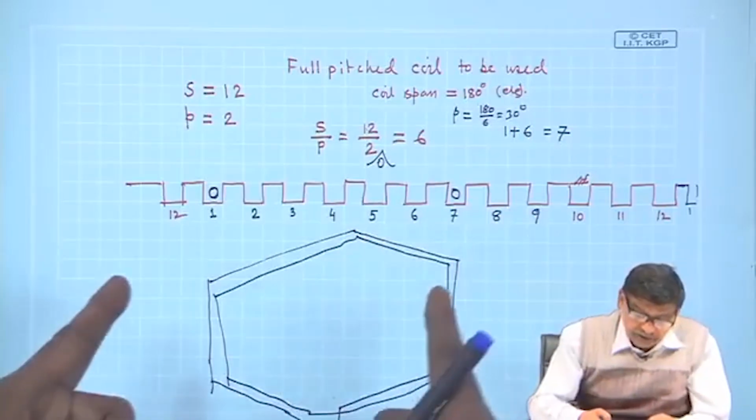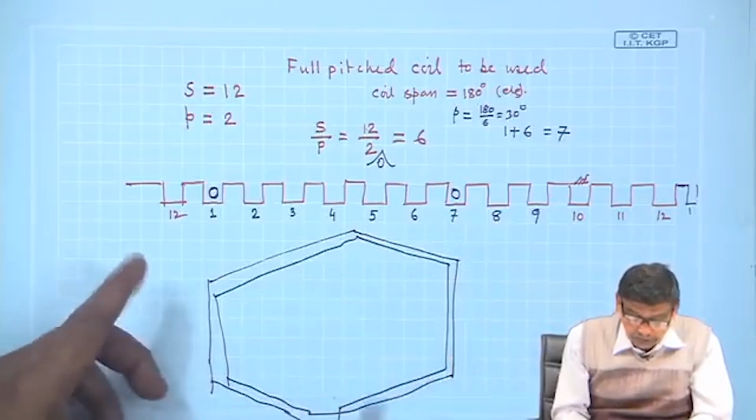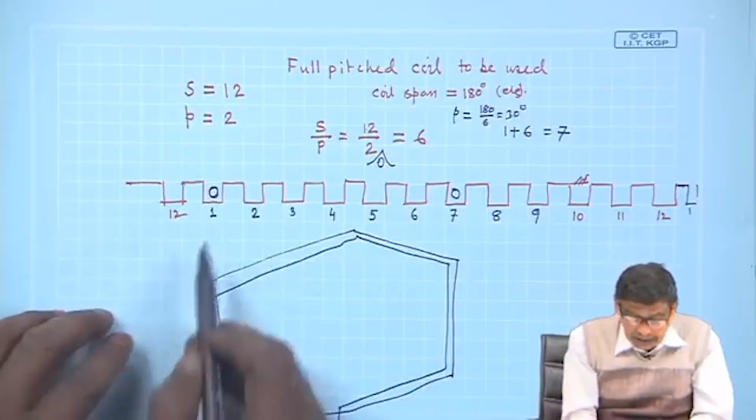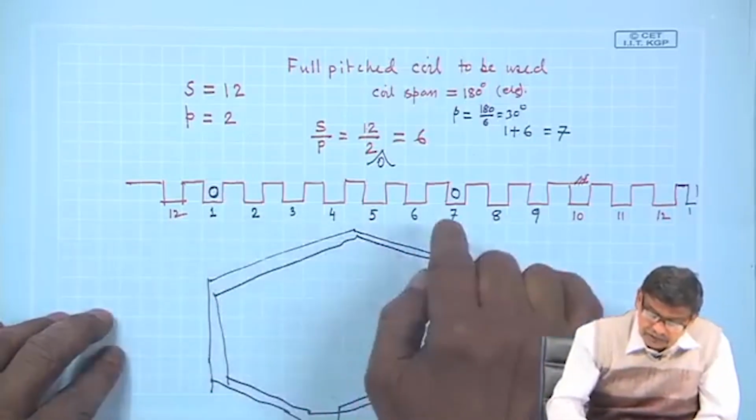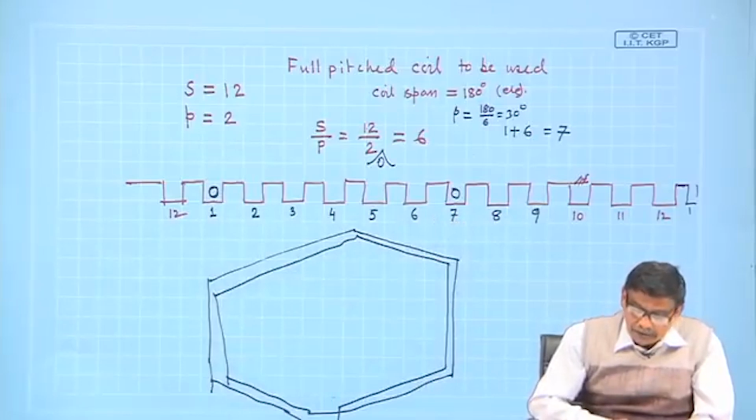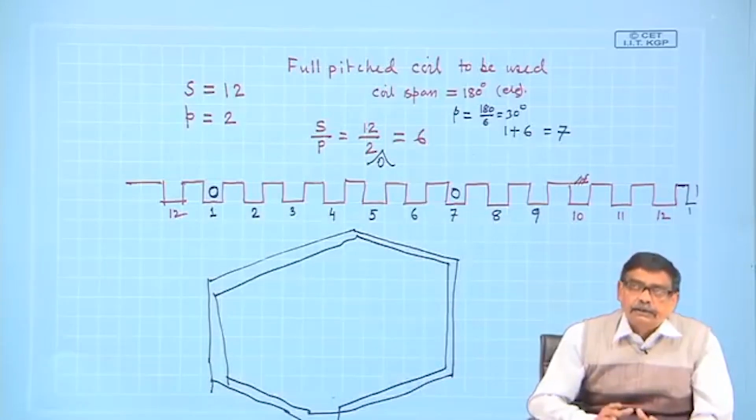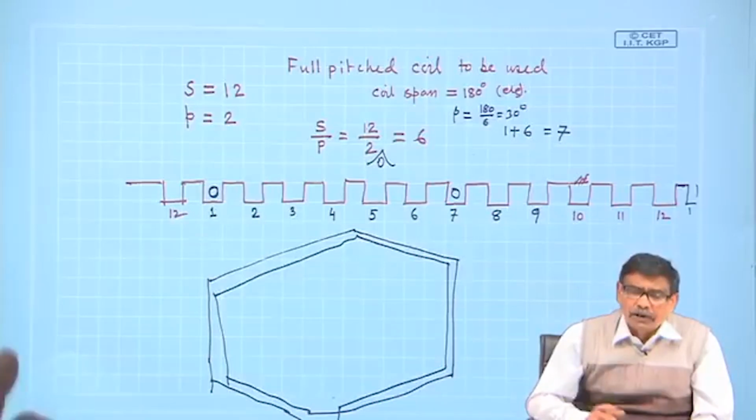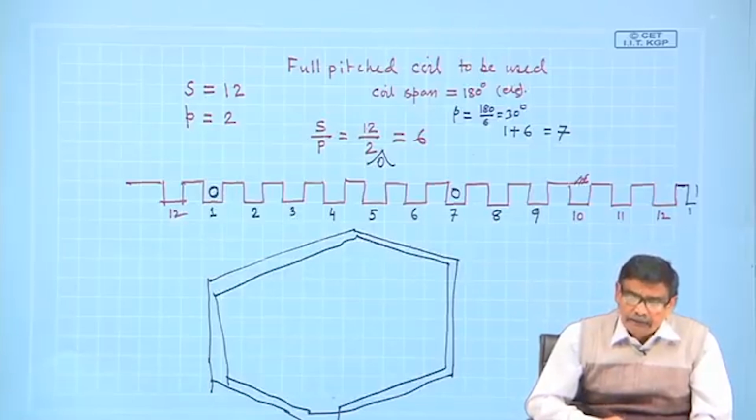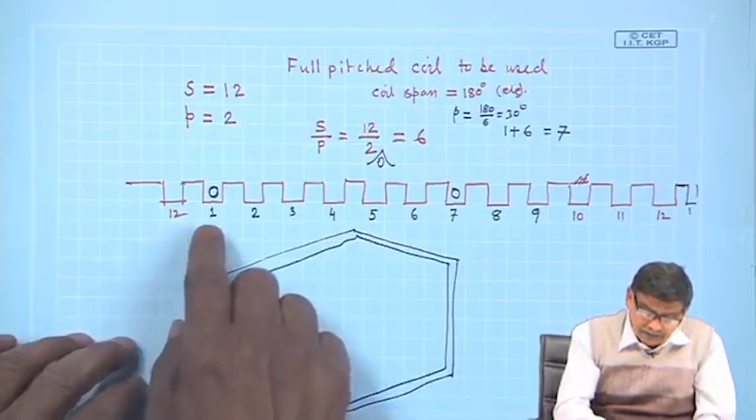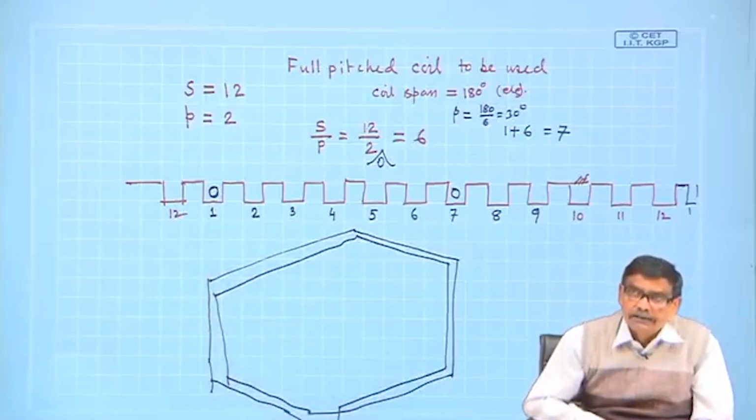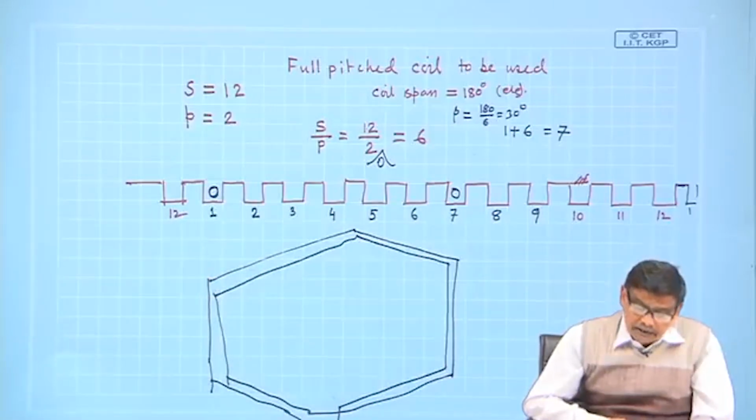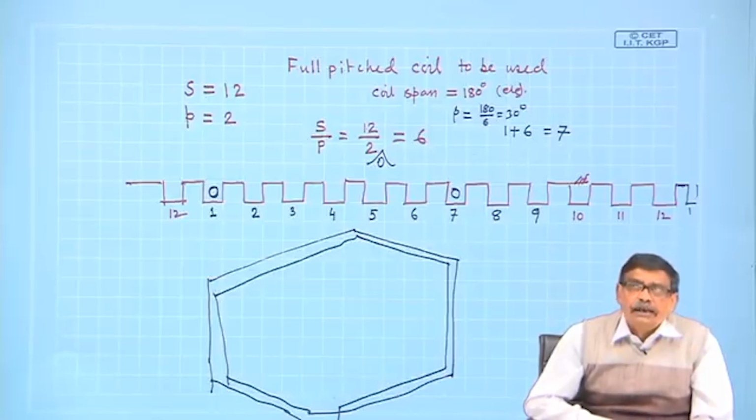Therefore, if I want to use a full pitch coil, and I have numbered the slots, then based on the slot numbers I will now slightly change the coil side naming. Earlier I was saying 1 dash to identify a coil. Now, there is a definite slot in which a particular coil side will be present, so I will name them after these slots.